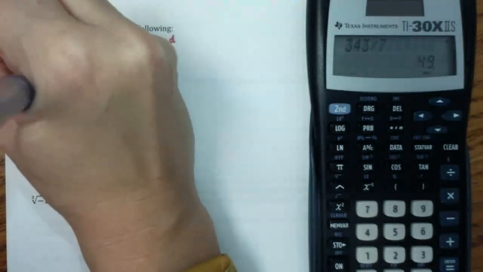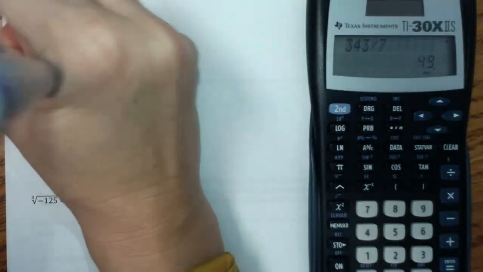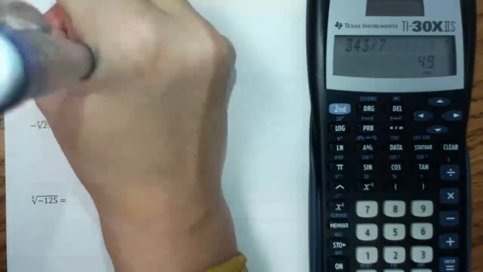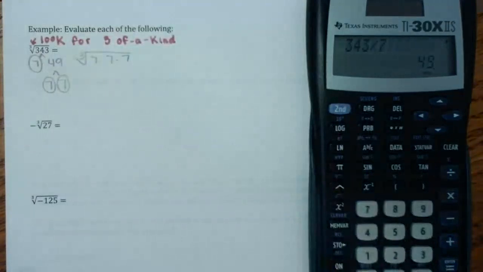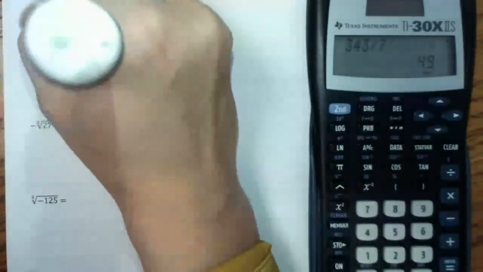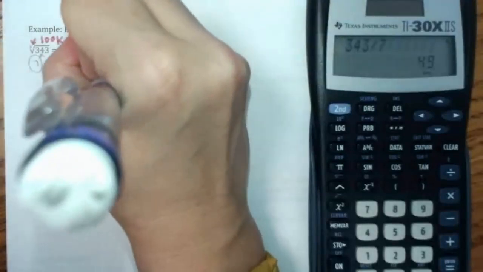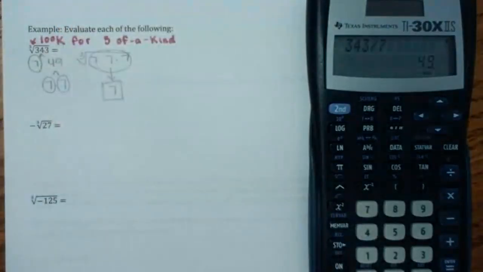49 we know is 7 times 7. And again, 7s get circled. So underneath the cubed root, 343, we really have 7 times 7 times 7. Because we're looking for 3 of a kind, these 3 7s are going to come outside the radical. Nothing's left underneath, so the radical goes away. So our final answer is just 7.